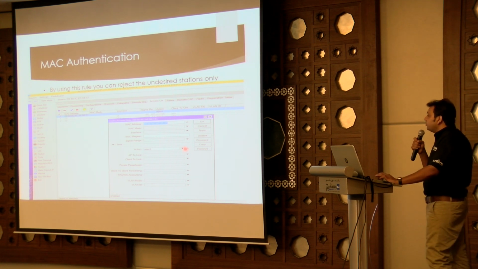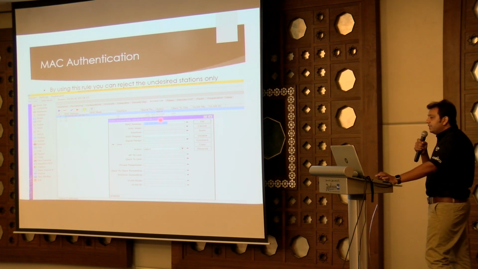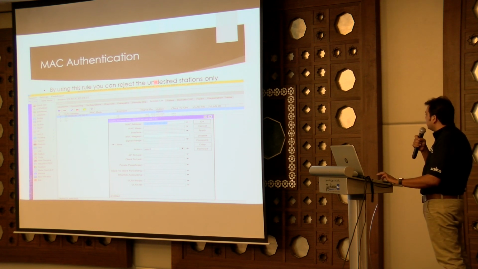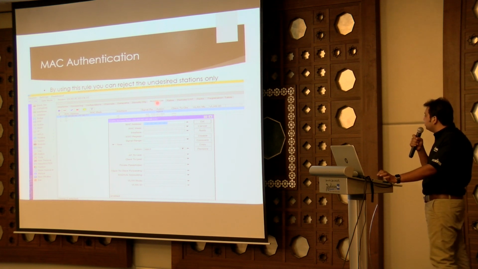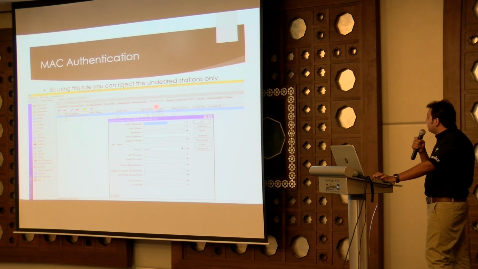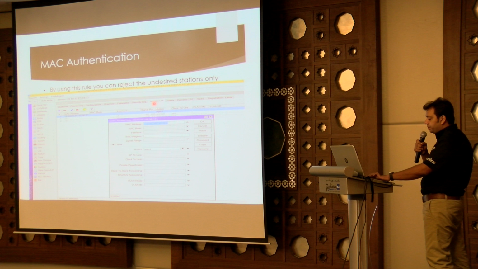There is another rule if you want to reject any user by his MAC address. You can define the MAC address here, and then you can reject it. So it is MAC-based authentication. You need to do these things from the access list, because whatever rule you make here will apply to all the CAP APs.